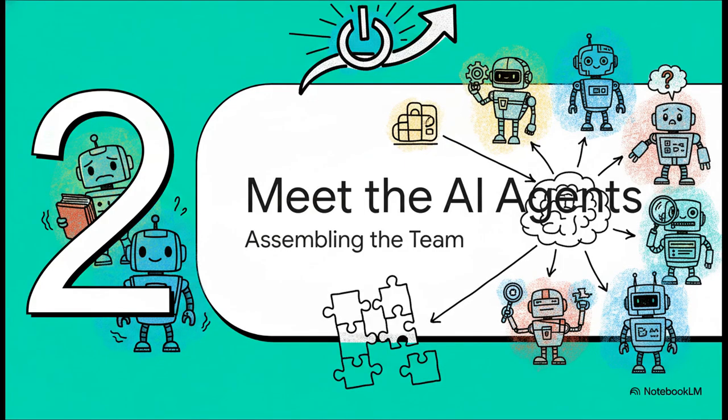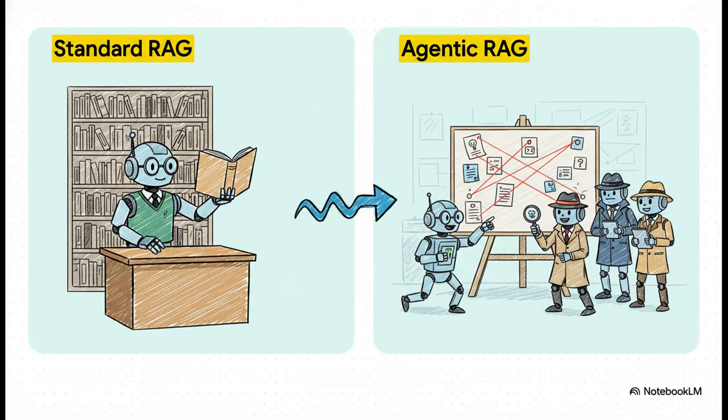So let's get to the solution. If one librarian isn't going to solve the mystery, what do? Well, you don't just get a bigger library. No, you assemble a whole team of specialist detectives. And this right here is the fundamental shift in thinking. We're moving away from that single librarian model of standard RAG to what's called Agentic RAG. This isn't a library anymore. It's a full-blown detective agency, staffed with a team of specialized AI agents, and each one is ready to tackle a piece of the puzzle from their own unique angle.